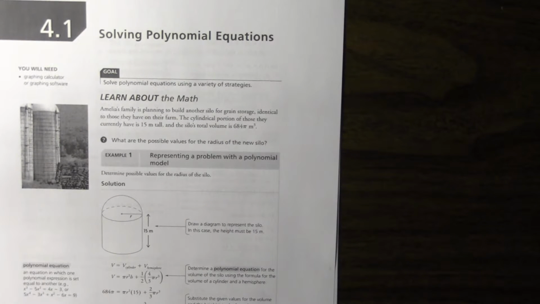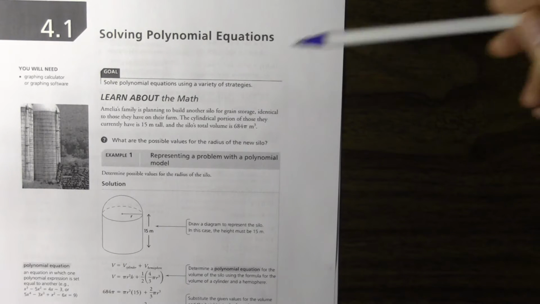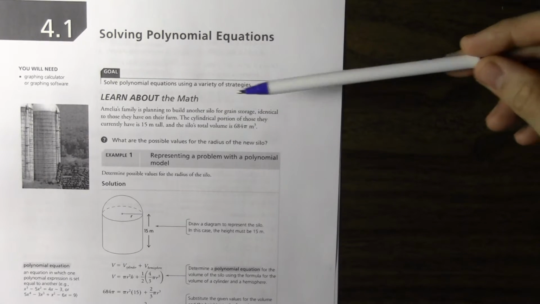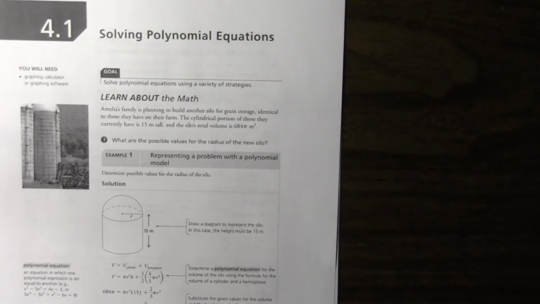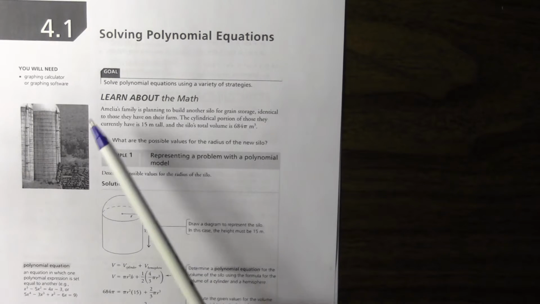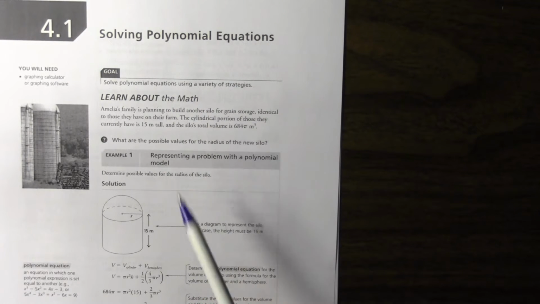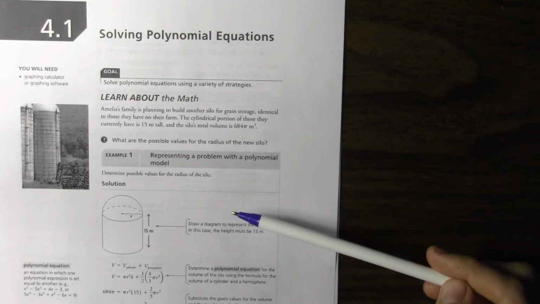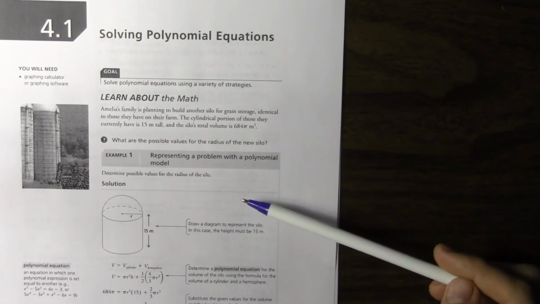Okay, 4.1, we're solving polynomial equations. No different from the last chapter, we're using factor theorem to solve for the unknown variable. Solving polynomial equations, we're using a variety of strategies. Basically, we're using what we learned in chapter 3 to solve word problems.